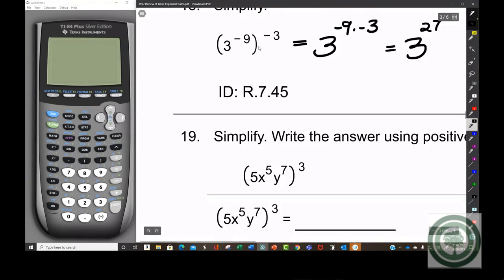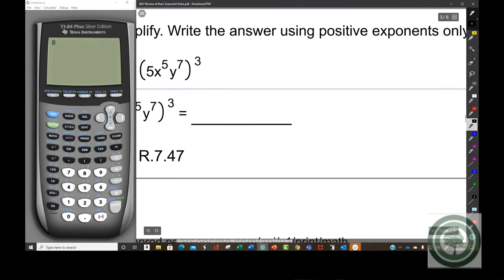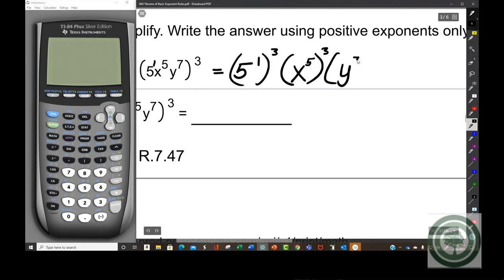Now we're extending this rule a little bit, but I'm going to break this down into steps. What this is first is this. This is 5, this is 5 to the 1, by the way. 5 to the 1 to the 3rd power times x to the 5th to the 3rd power times y to the 7th to the 3rd power.